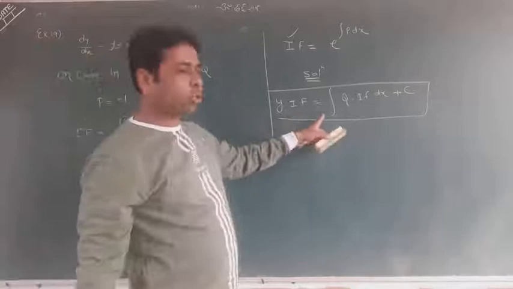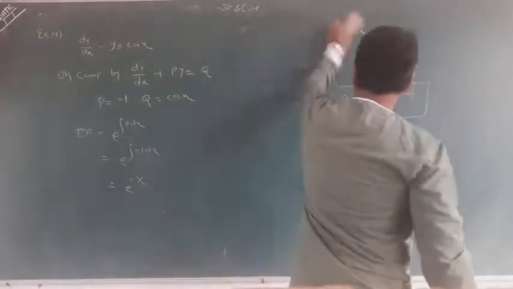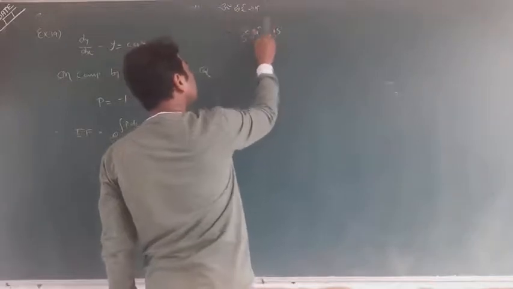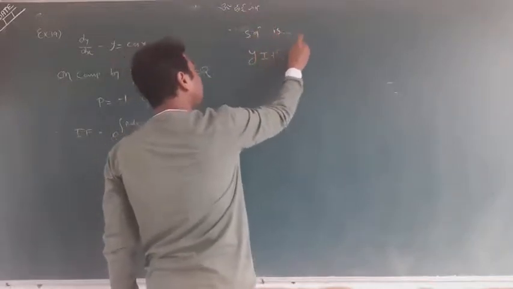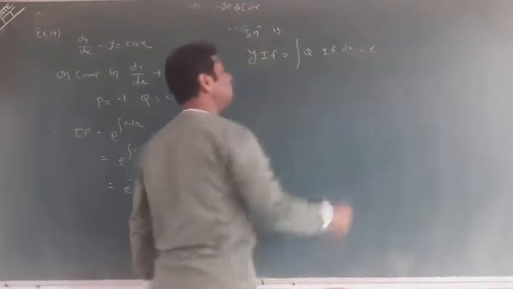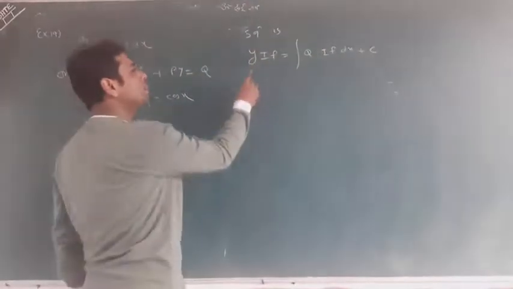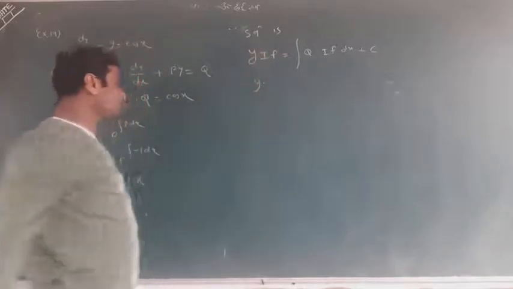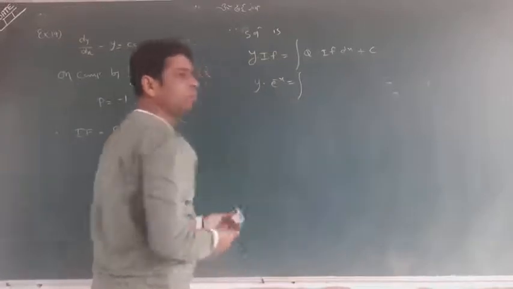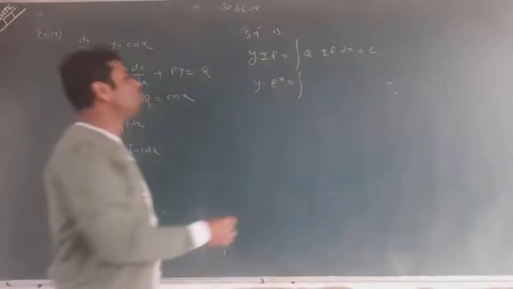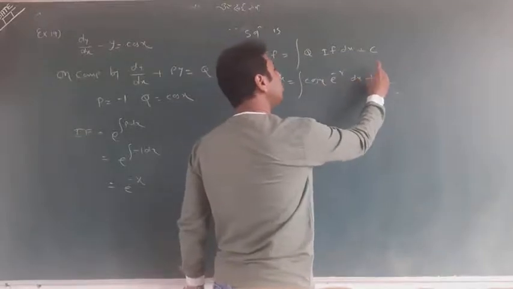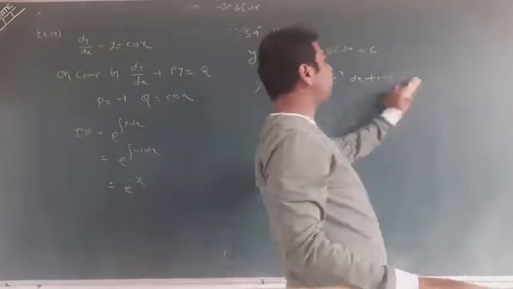Now this is my solution. So what is the solution? Y into IF equals integral of q into IF dx plus c. Now put in the values. Y into IF, so what is IF? E to the power minus x. Q is equal to cos x. IF dx plus c. C you can write lastly, no matter at all. If I write it initially, it is still okay.